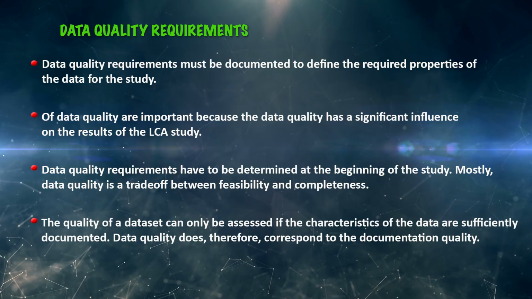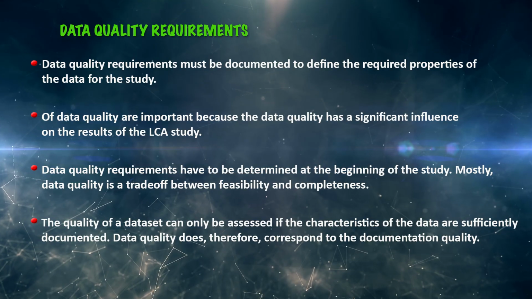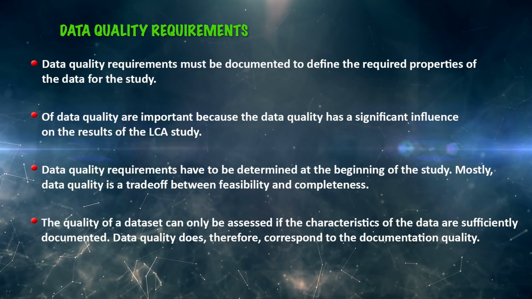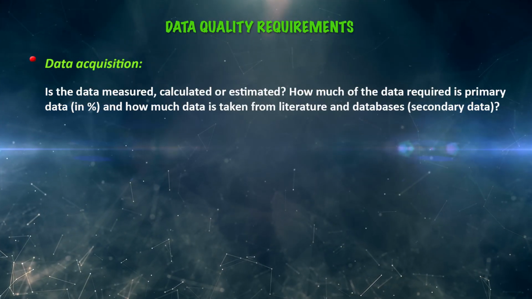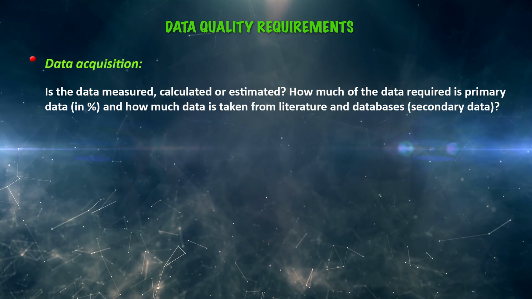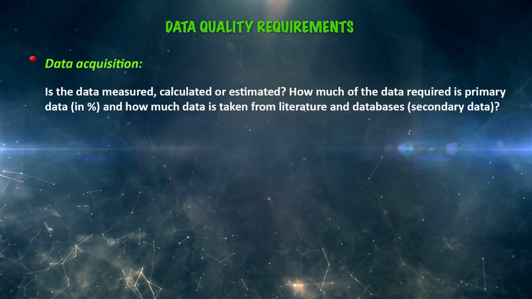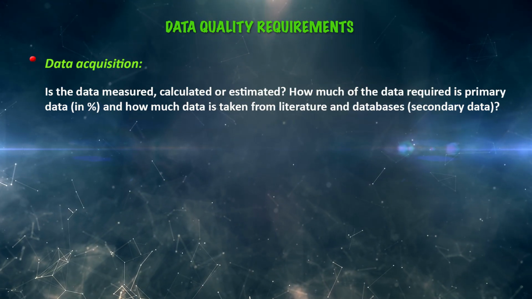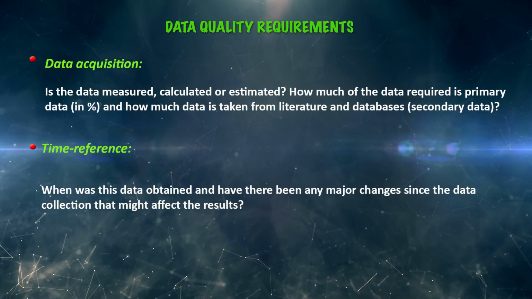So the quality of a data set can only be assessed if the characteristics of that particular data are sufficiently documented. So data quality does therefore correspond to the documentation quality. The issues considered for data quality are, first, the acquisition of data. That means the data should be measured, calculated or estimated. How much of the data is required, whether it is primary data or how much data is taken from the literature and databases, that is the secondary data, and it also depends upon the time reference.